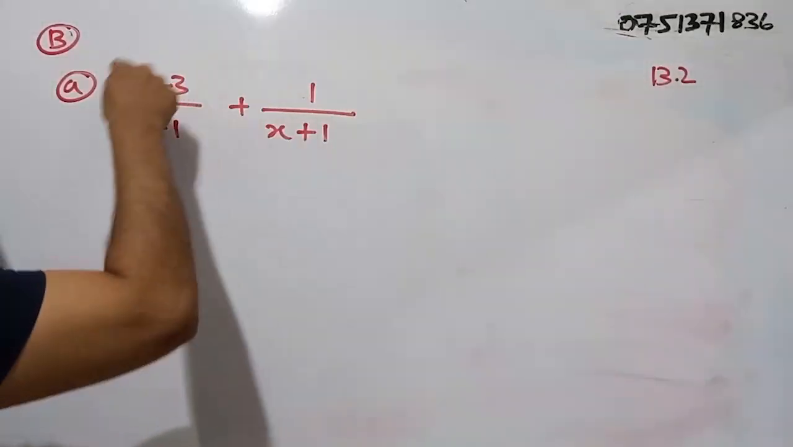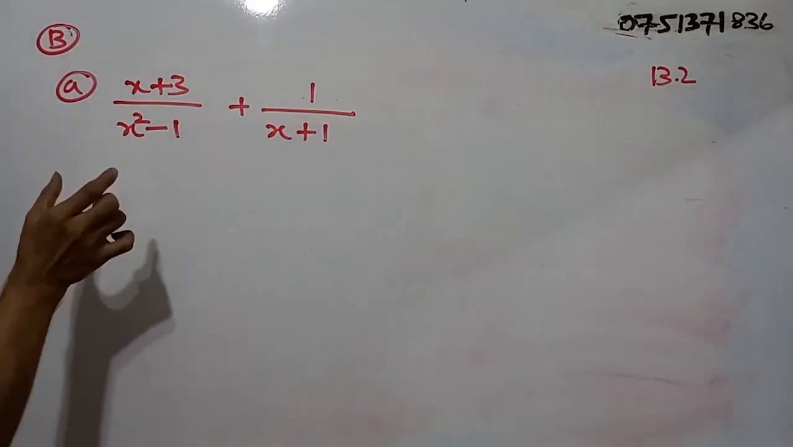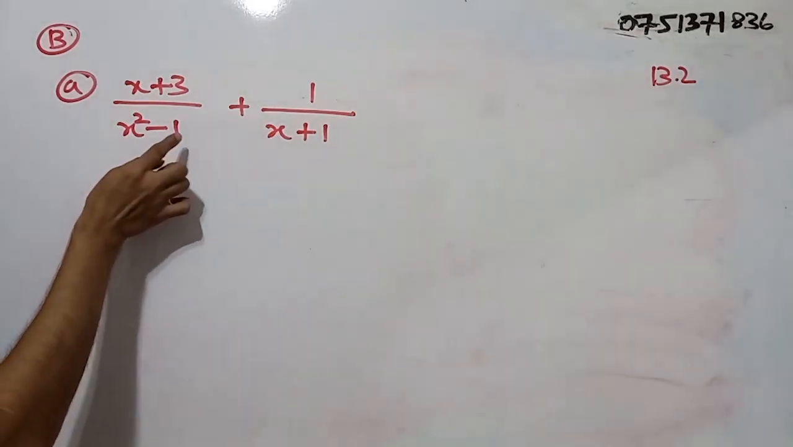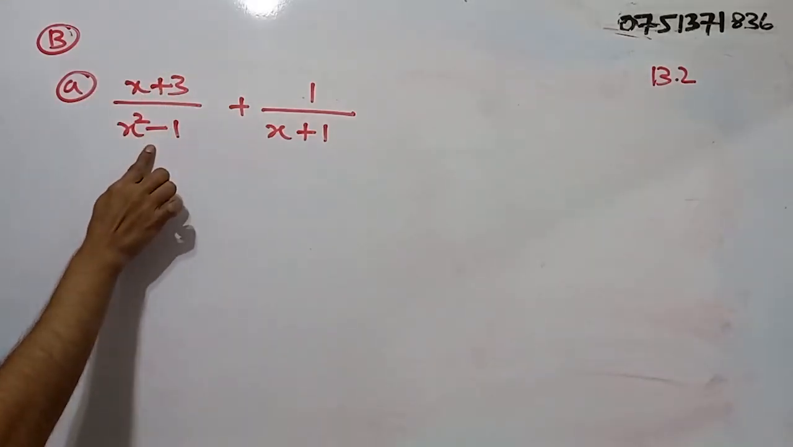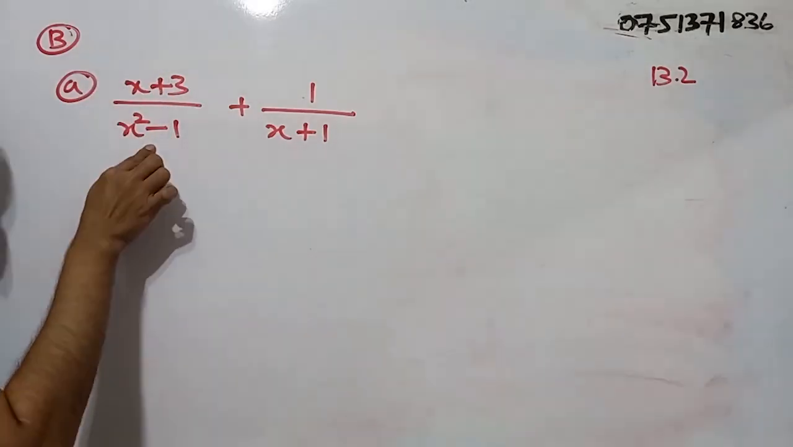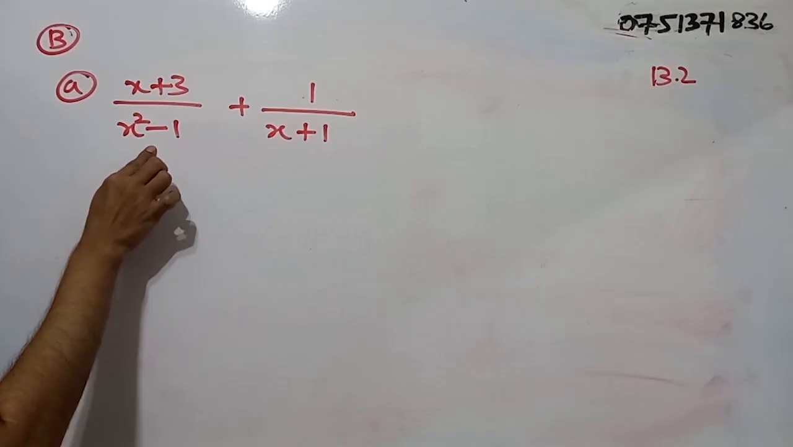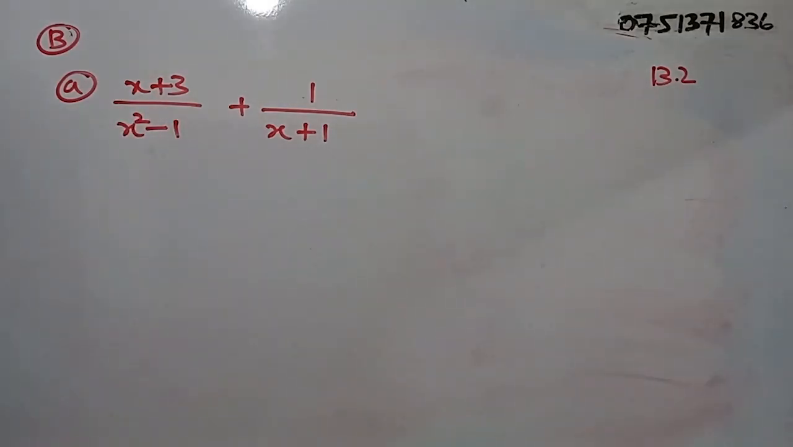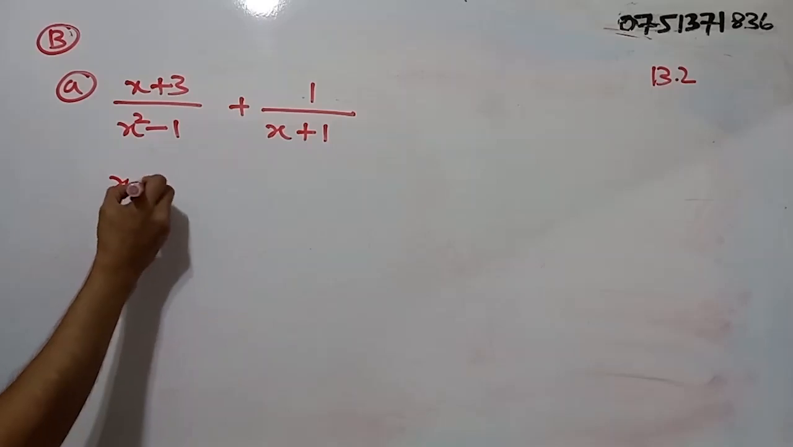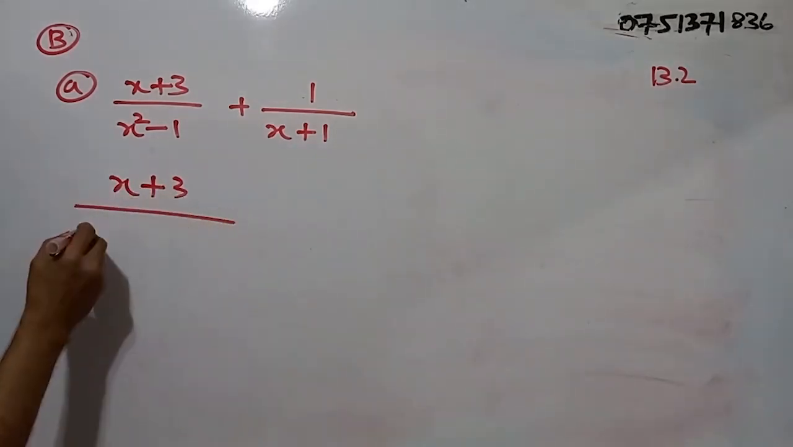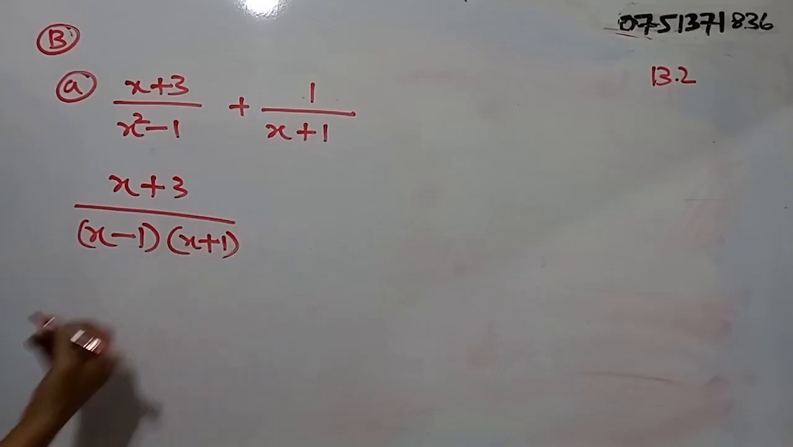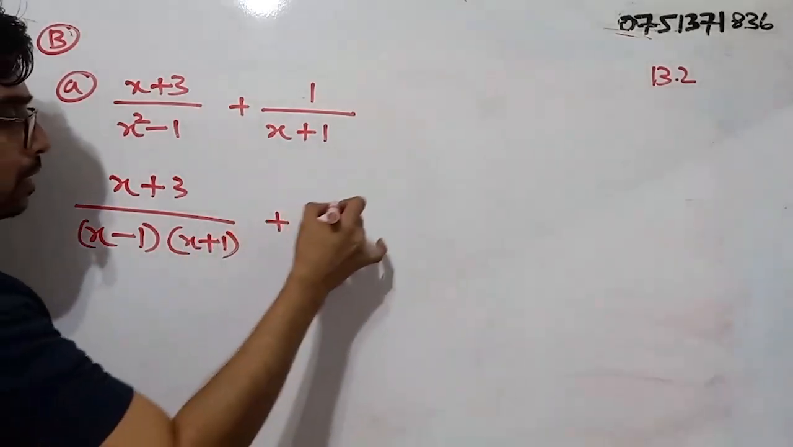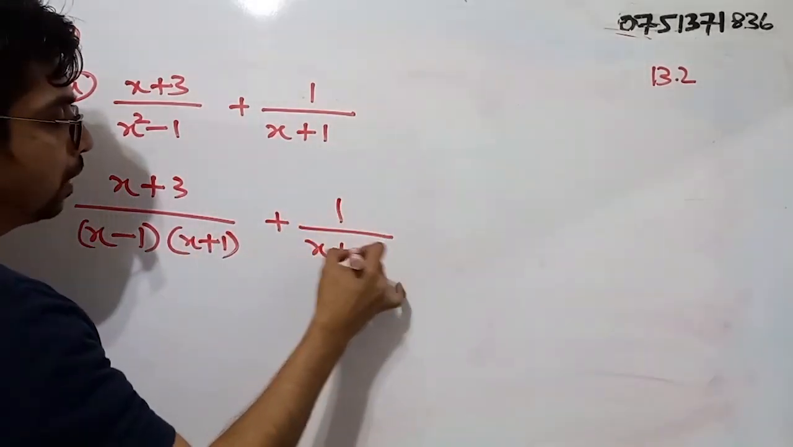Right. So here we have this expression. Now we have to be very careful, because if you take a good look at the denominator of the first algebraic fraction, you have to notice that it is what? A difference of squares. So we have to expand it. So (x + 3) divided by (x - 1)(x + 1), plus 1 by (x + 1).